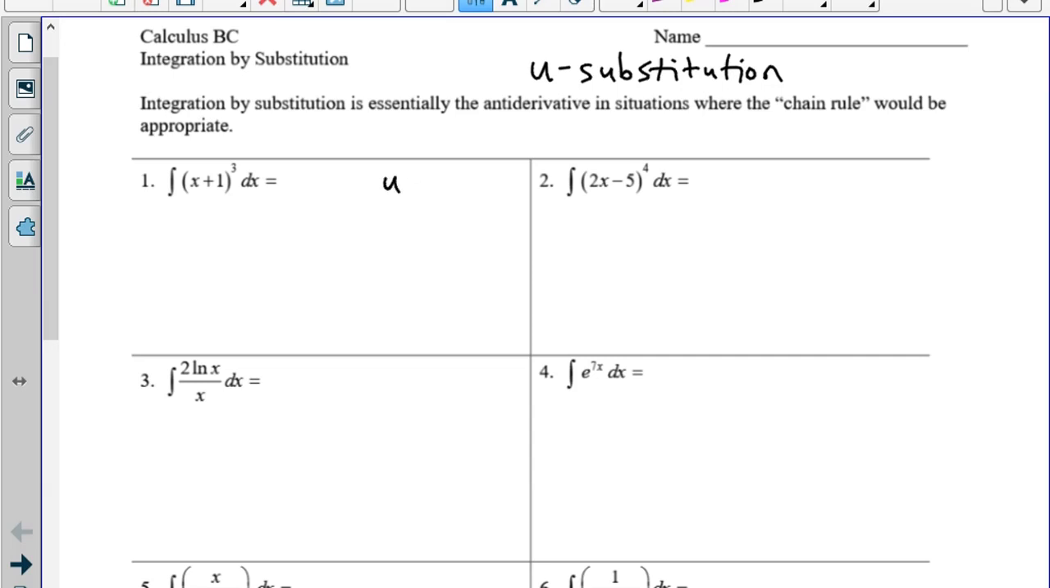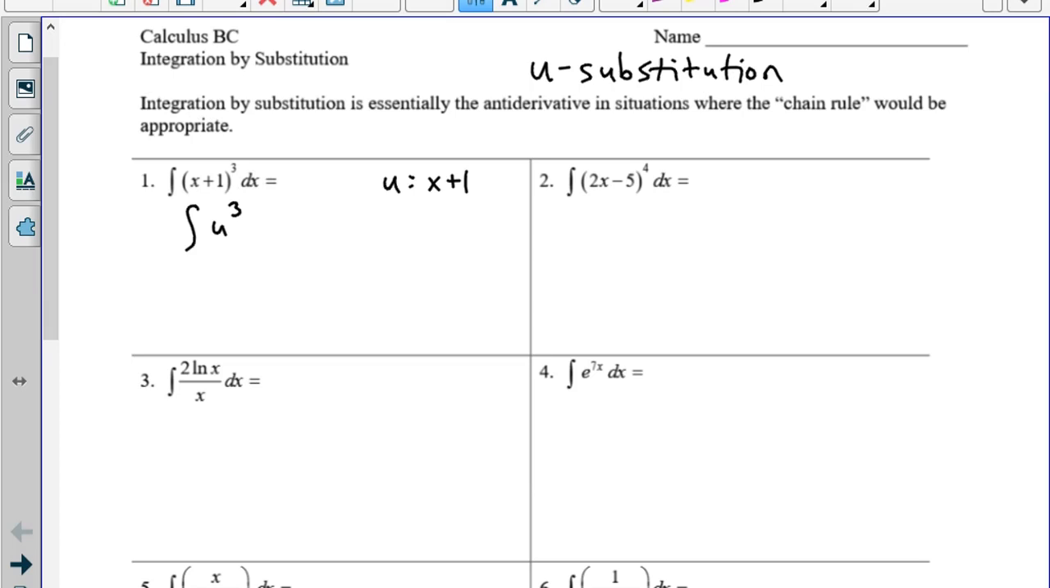We would make u equal to x plus 1. Now, what's the benefit of that? We can now integrate u cubed. Now we don't have x plus 1 in there. Now it's just something that's really nice to integrate, u cubed. But notice we had a dx. We also have to change that to be du.